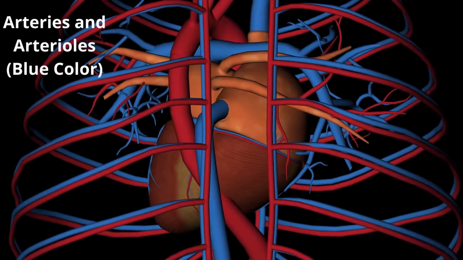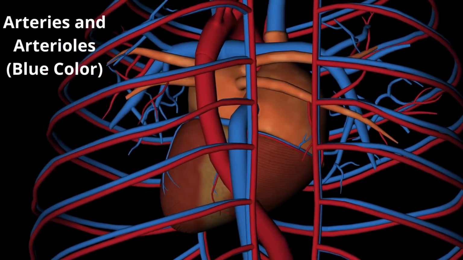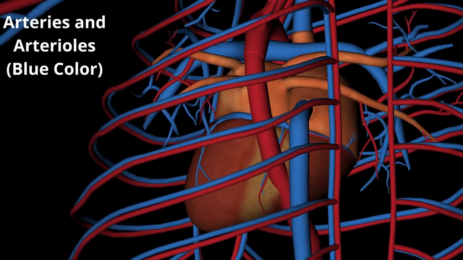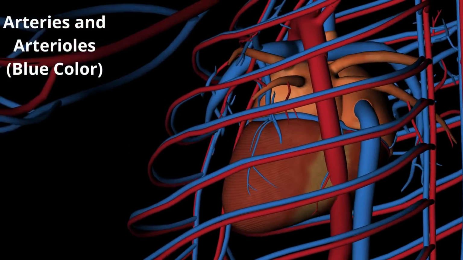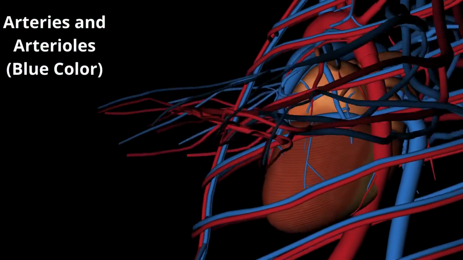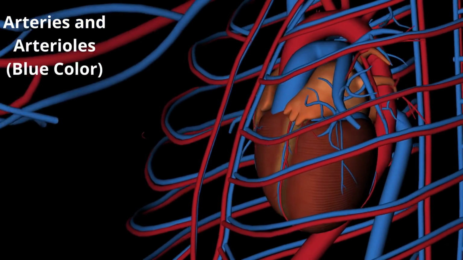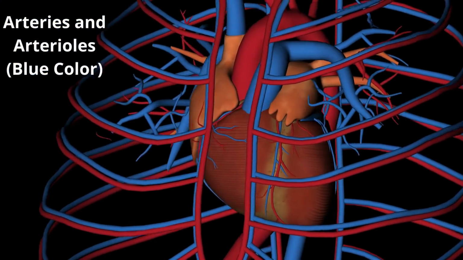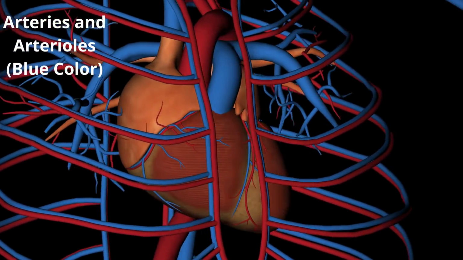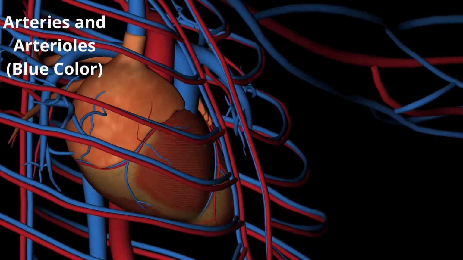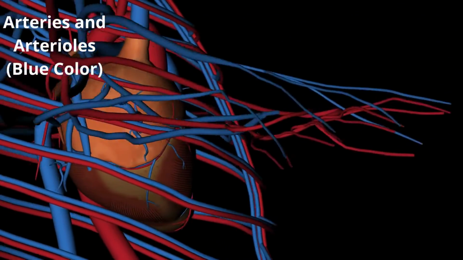What are arteries? Arteries are blood vessels that mainly carry oxygenated blood to organs and tissues of the body. The largest artery of the body is the aorta, which carries blood from the left ventricle of the heart. Arteries branch into smaller ones known as arterioles, or smaller arteries, which further branch into capillaries, involved in microcirculation.